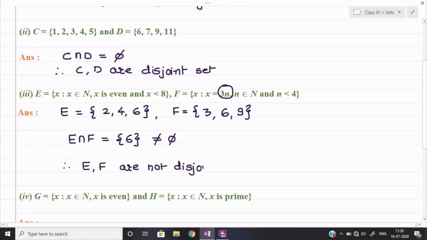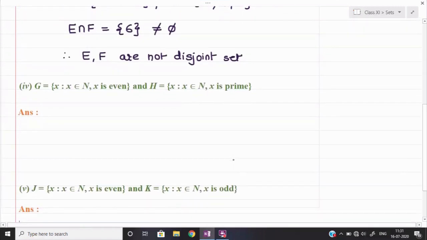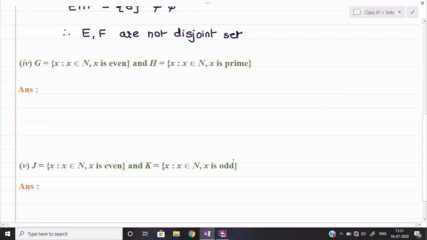Okay. Now similarly, let us see the last part, I suppose. Is it last? Let us see. Yes. Sorry, one more part is there. Fine, no problem. We'll do it.